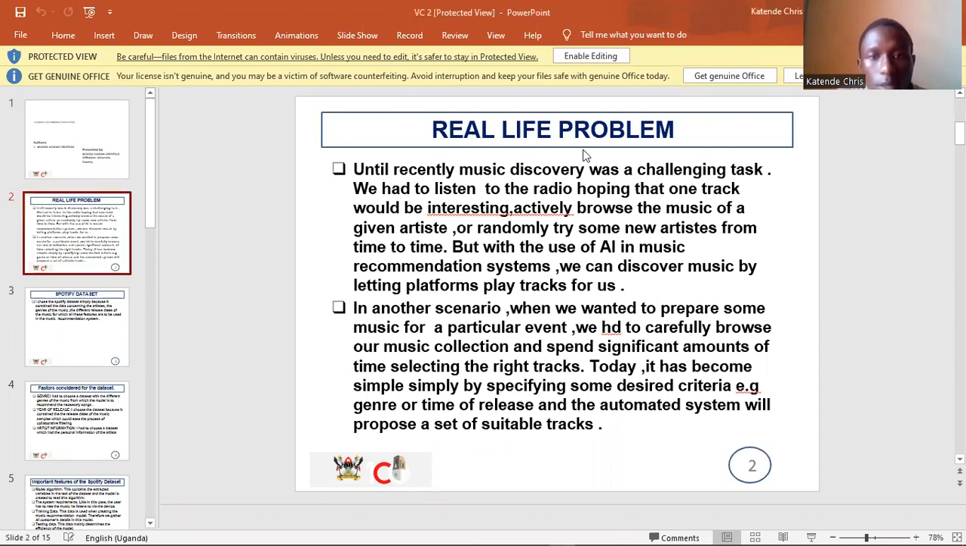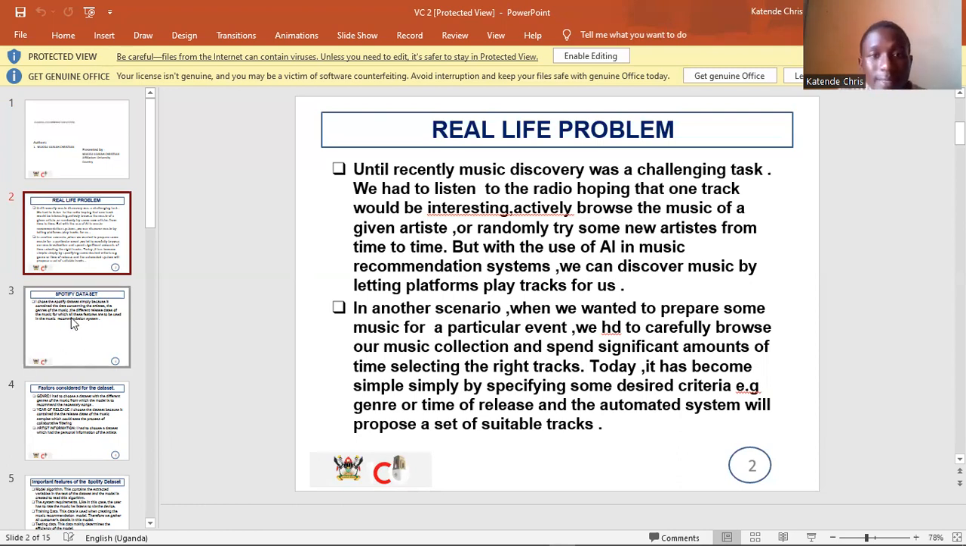The real life problem: until recently, music discovery was a challenging task. What the AI does is recommend music to the user instead of browsing through a bunch of songs. The AI in the music recommendation system provides the user with the music he wants based on his moods and tastes.